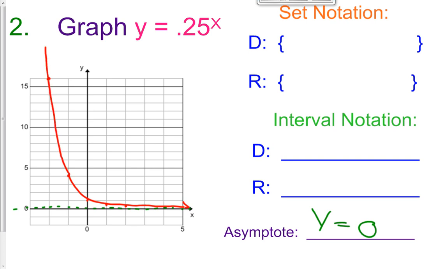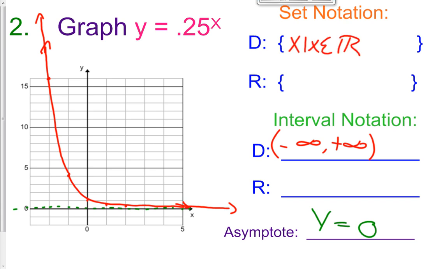And this goes up and to the left. Okay, so what's our domain? Our domain, this goes infinitely to the left, and then this goes infinitely to the right. So it goes from negative infinity to positive infinity again. So it's all the real numbers. X such that x belongs to all real numbers.